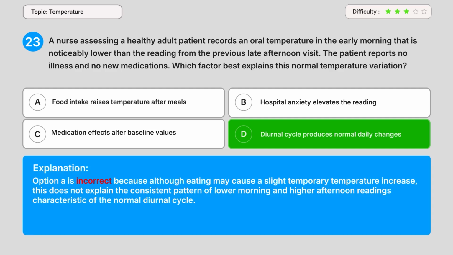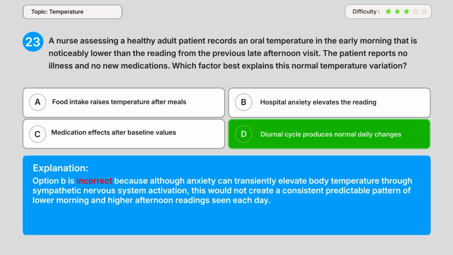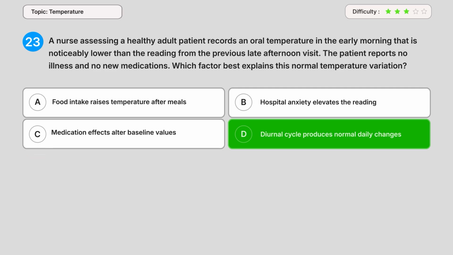Option A is incorrect because although eating may cause a slight temporary temperature increase, this does not explain the consistent pattern of lower morning and higher afternoon readings, characteristic of the normal diurnal cycle. Option B is incorrect because although anxiety can transiently elevate body temperature through sympathetic nervous system activation, this would not create a consistent, predictable pattern of lower morning and higher afternoon readings seen each day.